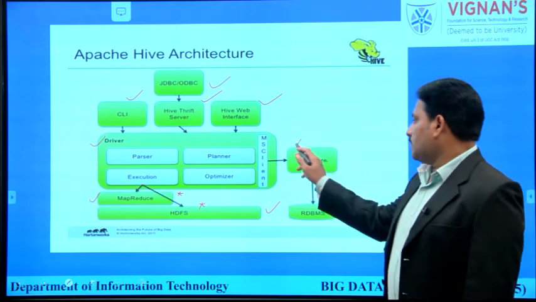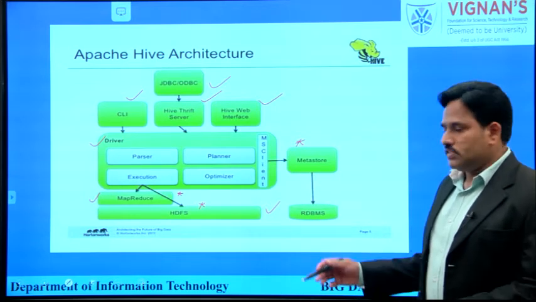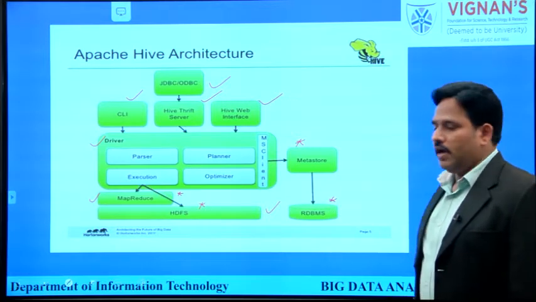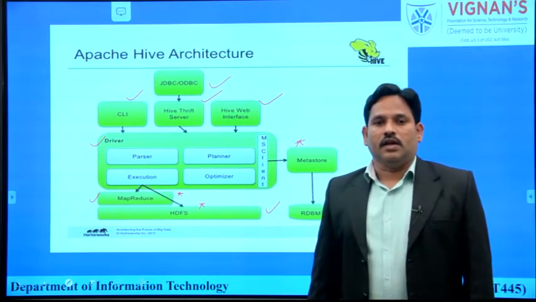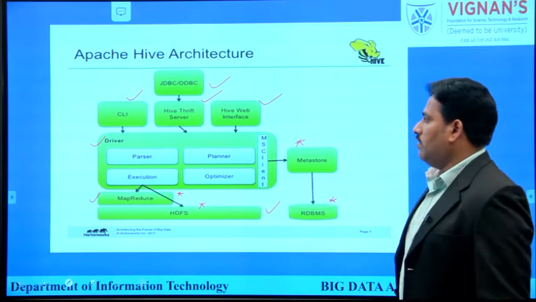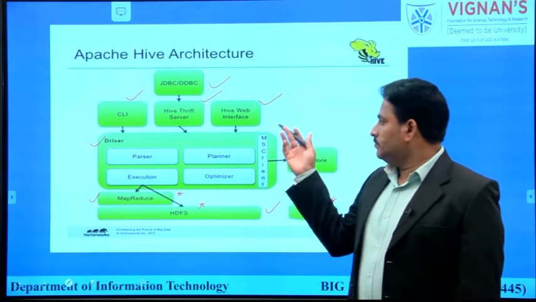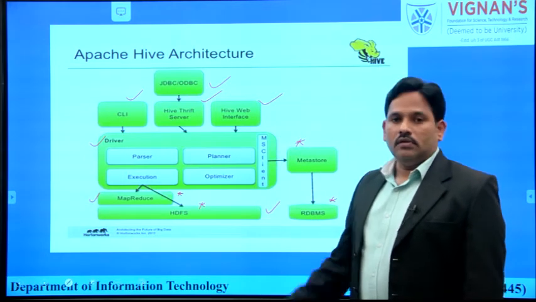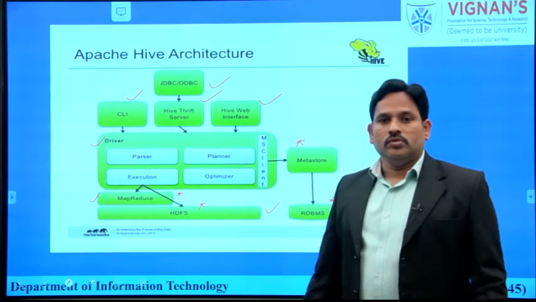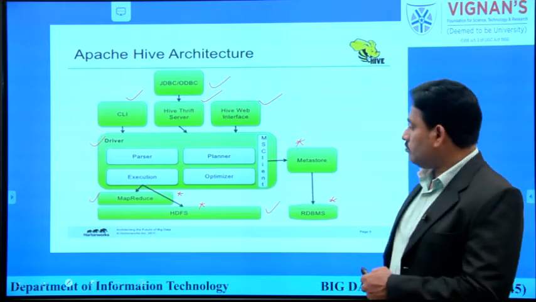And here we have a metastore. There are three different types of metastores that we will see later. And we are performing activities on the traditional RDBMS storage environment. So these are the various components of Hive architecture: JDBC, ODBC drivers, command line interface, Hive Thrift servers, Hive web interface, Hive drivers, metastore, and Hadoop and MapReduce.